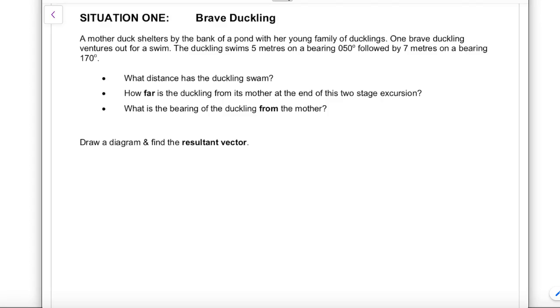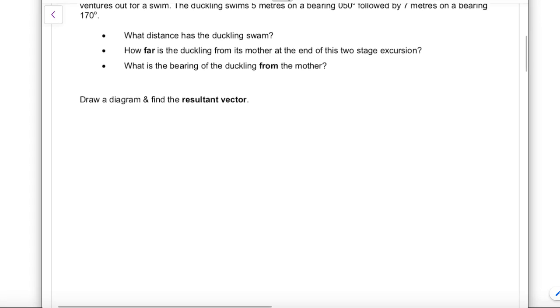We want to find out what distance the duckling has swum altogether, how far the duckling is from its mother at the end of this little excursion, and the bearing of the duckling from the mother. Now hopefully you've got these floods of ideas coming through from previous years to do with trigonometry and using the cosine or the sine rule. So first of all, we need to draw a diagram.